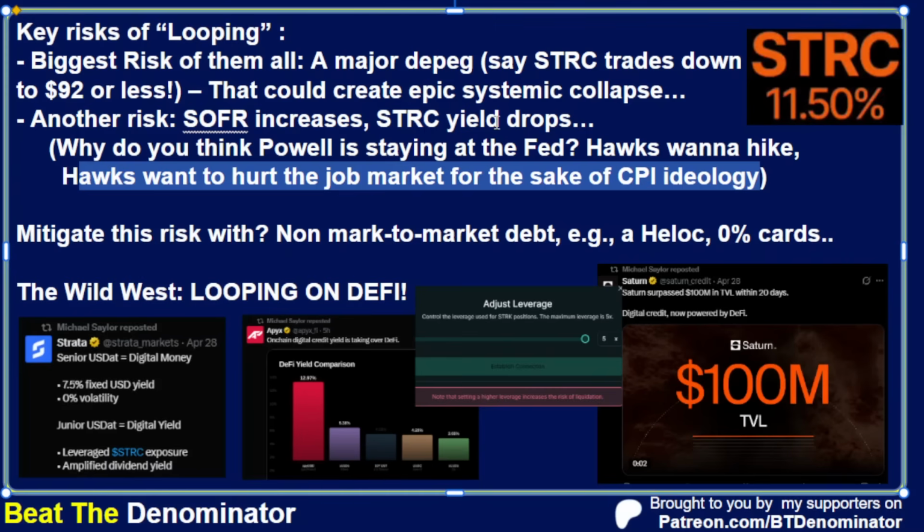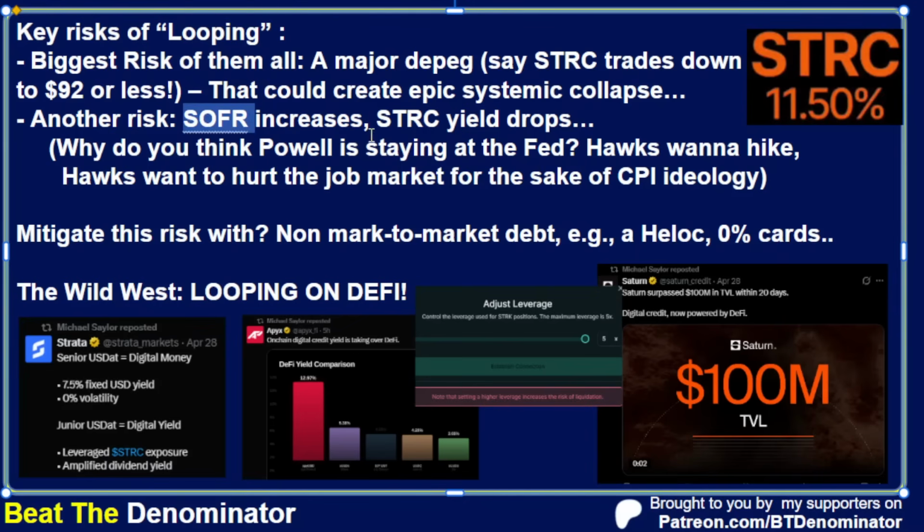So why do you think Powell is staying? Because hawks want to hike, and Powell probably is a hawk, as polished as he is, right? And they don't like that the new chair is coming. He probably is going to think about dropping rates. They don't like that. So, anyways, that's a risk, right?